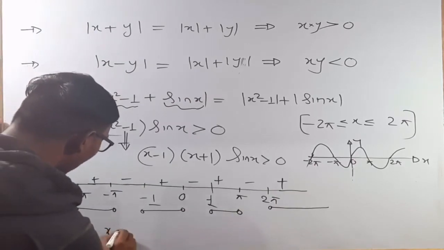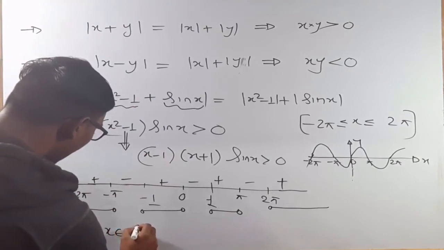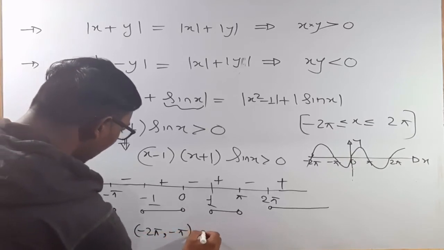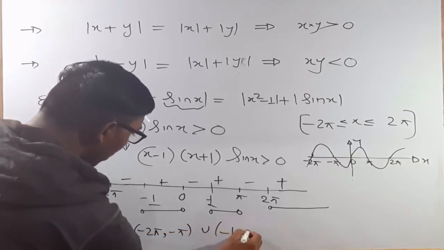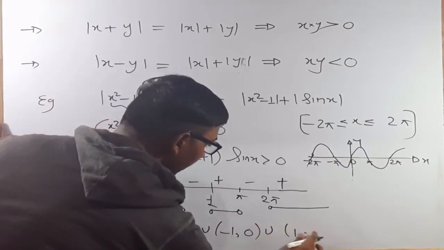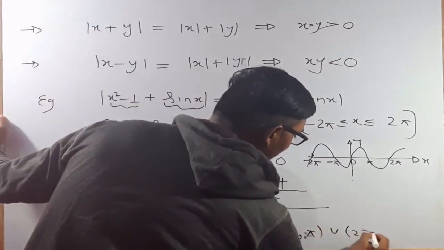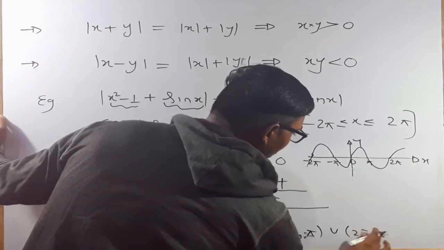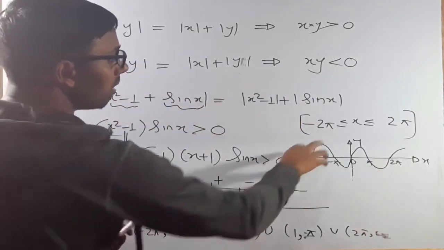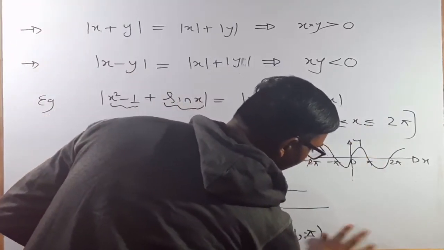So what will be the values of x for which this inequality is satisfying? Minus 2 pi to minus pi, union minus 1 to 0, union 1 to pi, okay. We need not go beyond 2 pi, because we need to lie in between minus 2 pi to 2 pi, okay. So no need to write these values, okay.